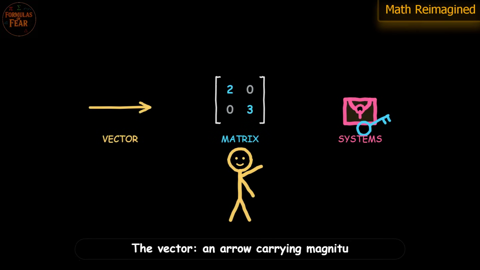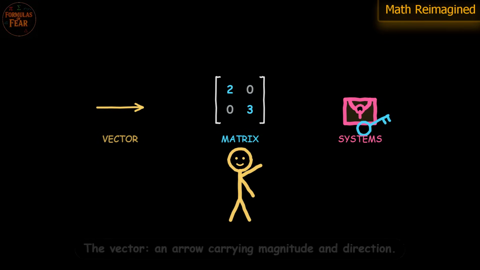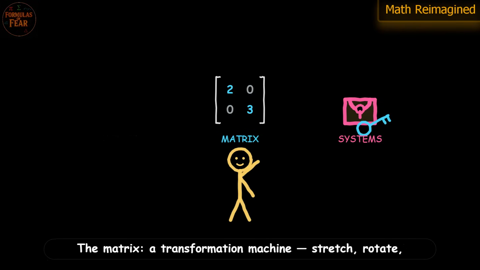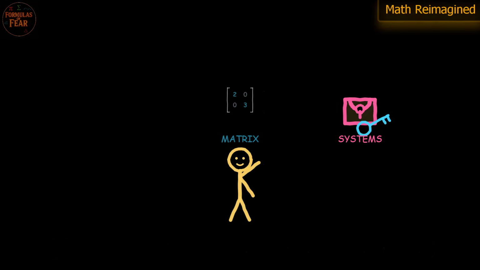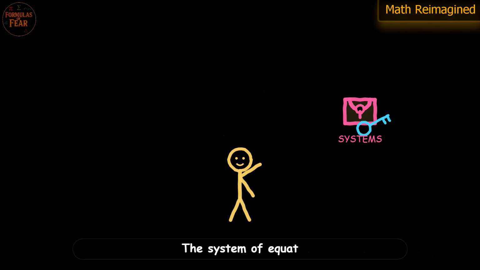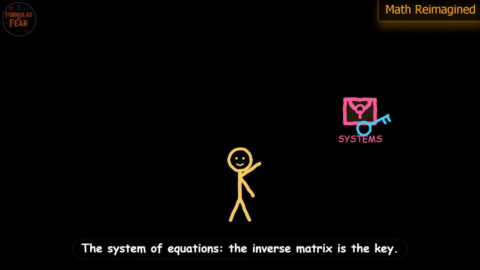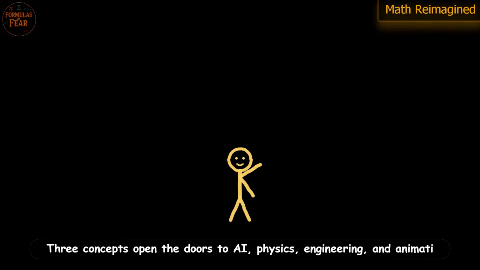Let's summarize at lightning speed. The vector, an arrow carrying magnitude and direction, and it is the simplest way to describe any motion or location. The matrix, a transformation machine that takes a vector and outputs it in a new form, stretching, rotating, or reflecting it. The system of equations, a multivariable puzzle, and the inverse matrix is the key to solving it.